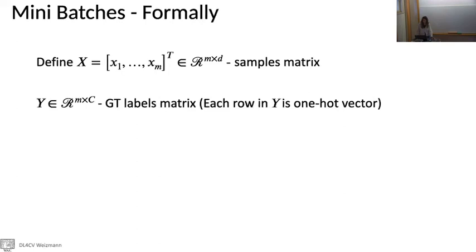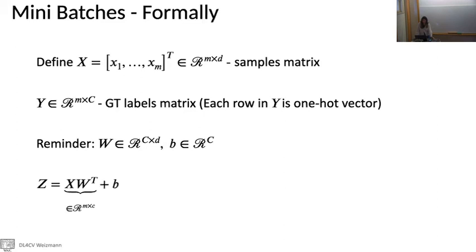Similarly, we look at big Y as the ground truth label matrix, where each row is the one-hot vector corresponding to the classification of the ith example. W is the weight matrix of size C times D, and b is a vector in R^C. We apply matrix multiplication, which results in a matrix of size M by C. And again, we use broadcasting in order to add b to each one of the rows.